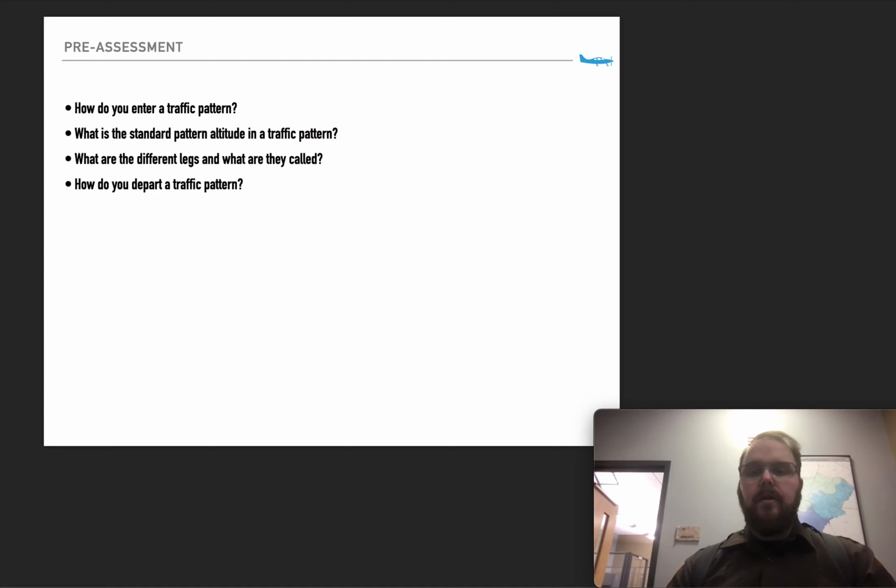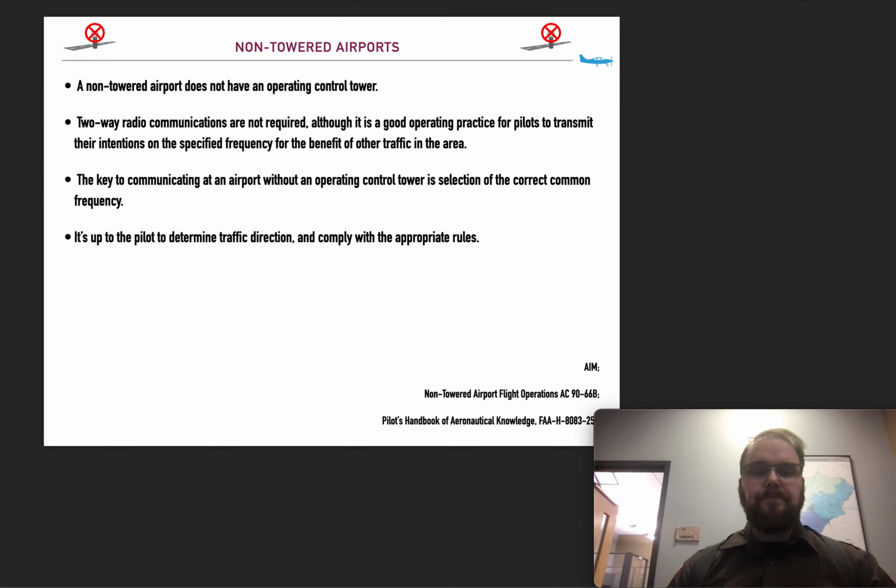Pre-assessment. So how do you enter a traffic pattern? What are standard pattern altitudes in a traffic pattern? What are the different legs and what are they called? And how do you depart a traffic pattern when you're ready to leave? These are all things we're getting ready to discuss.